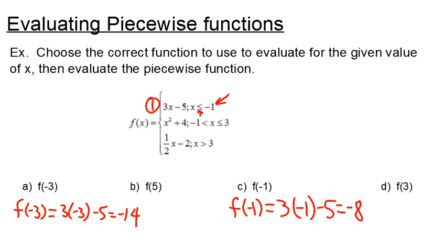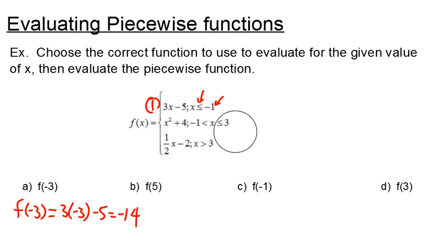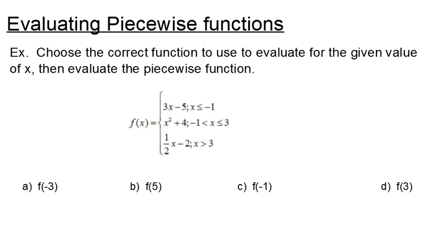Now notice, ladies and gentlemen, that where one piece ends, the other piece begins. If this piece ends at negative 1, the next piece will pick up at negative 1. This piece ends at 3, the next piece picks up at 3. Also notice that when one piece is inclusive, the other piece has to be exclusive. Inclusive, exclusive. Right? So you'll never have any contradiction or confusion on which piece is being used. You can only use one piece at a time. All right, you tried D on your own. D is like C.